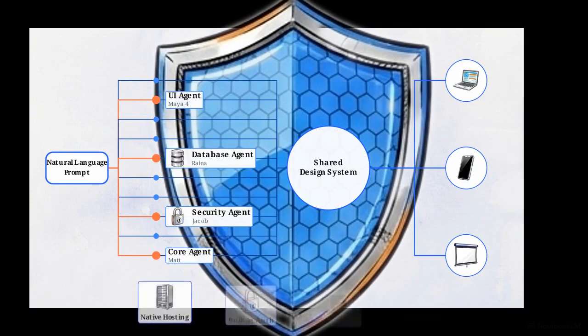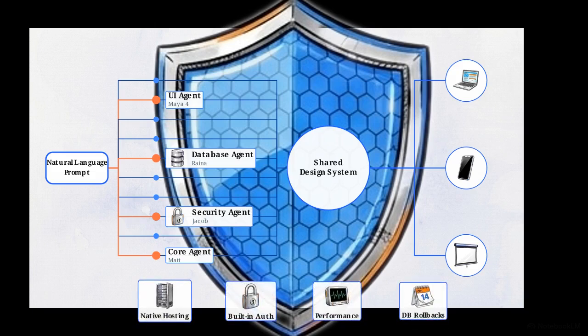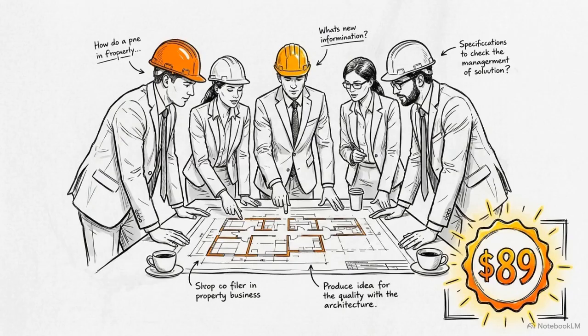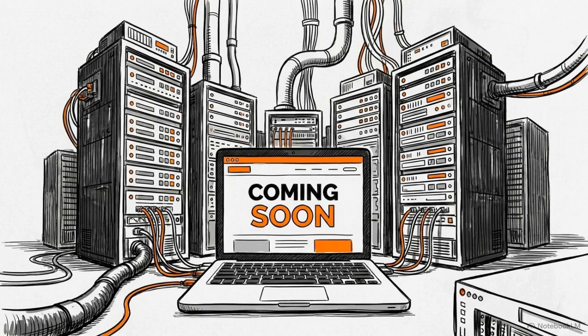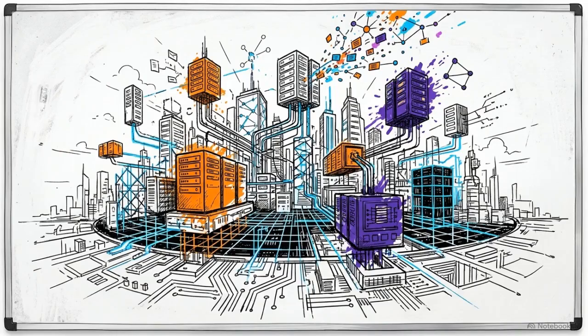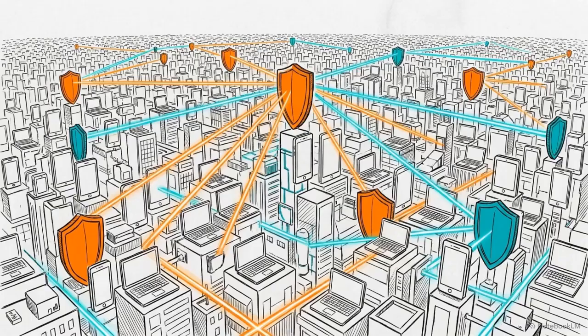It also handles the infrastructure natively. Hosting, authentication, performance monitoring, and up to 28 days of database rollbacks are built in with zero setup. At $89 a month, the Pro plan is highly cost-effective for a professional team, but it is absolute overkill if you just need a basic landing page. Ajath is the only tool structurally designed to scale past simple web applications into a complete cross-platform enterprise ecosystem.